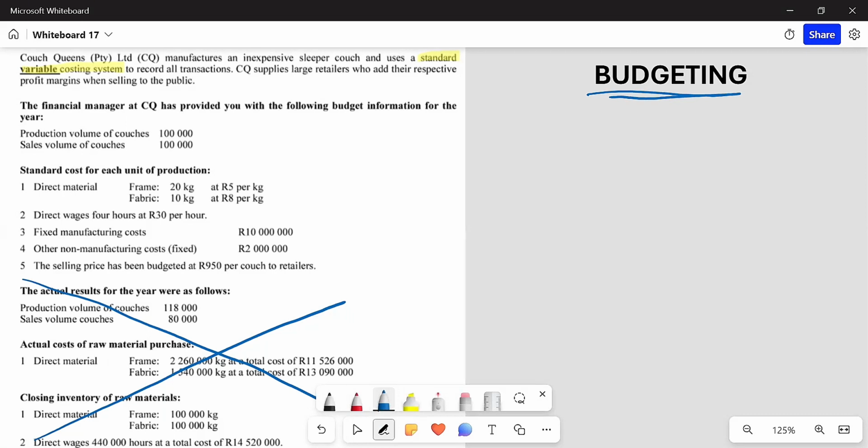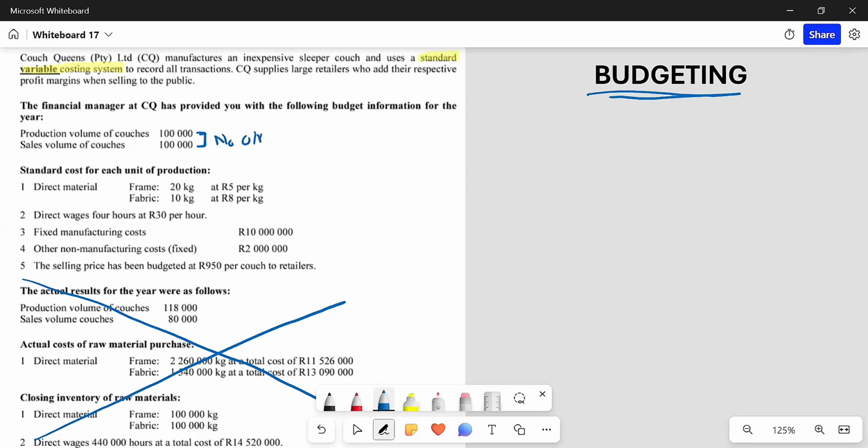CQ supplies large retailers who add their respective profit margins when selling to the public. The financial manager at CQ has provided you with the following budgeted information for the year. Production volume of couches is 100,000, sales volume the same. This is an indication that what they sell is what they plan to produce, and what they produce is what they plan to sell. Either way, right?